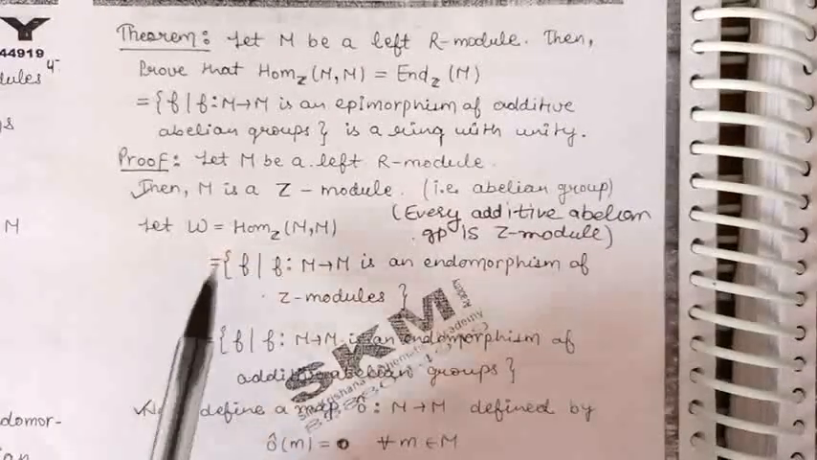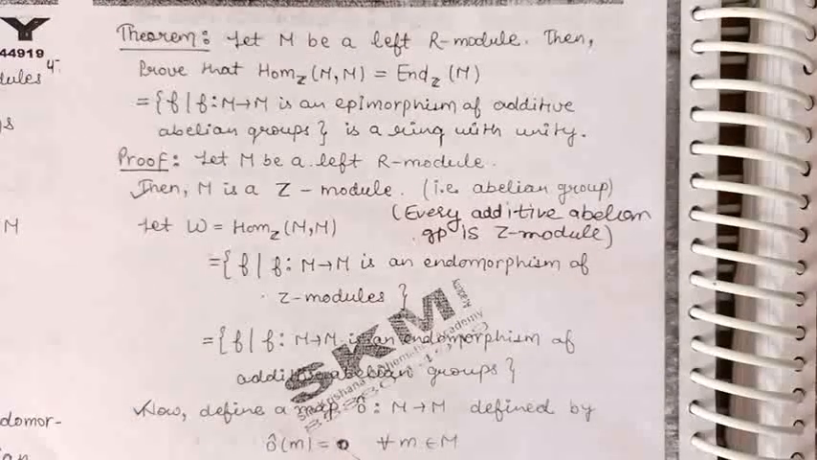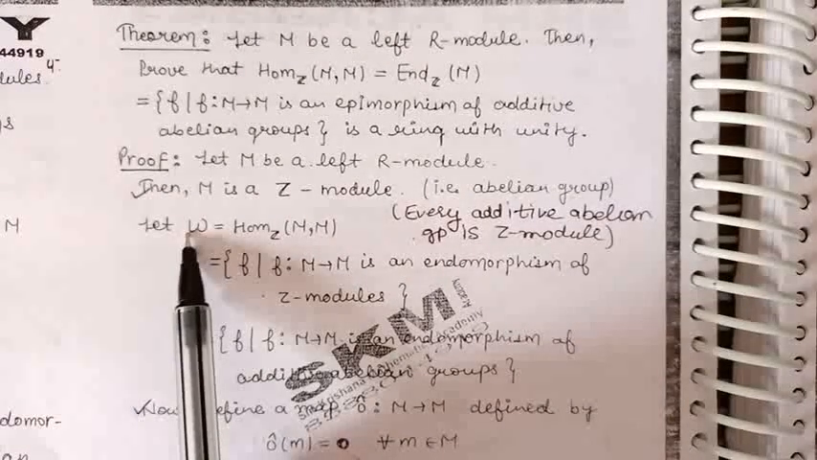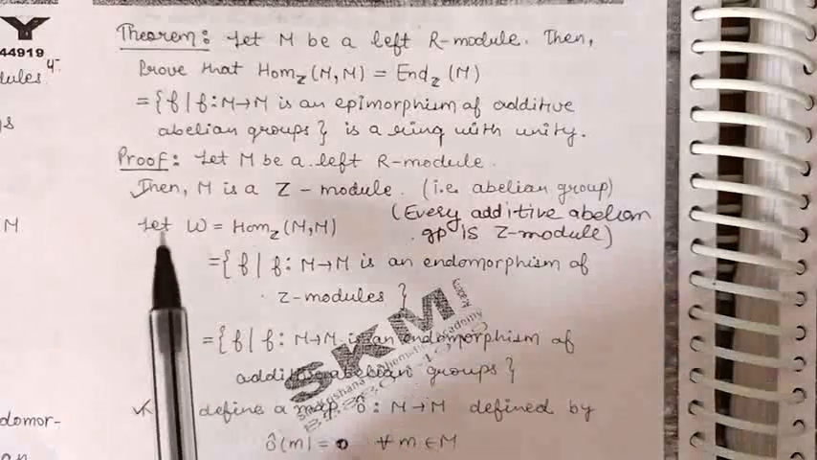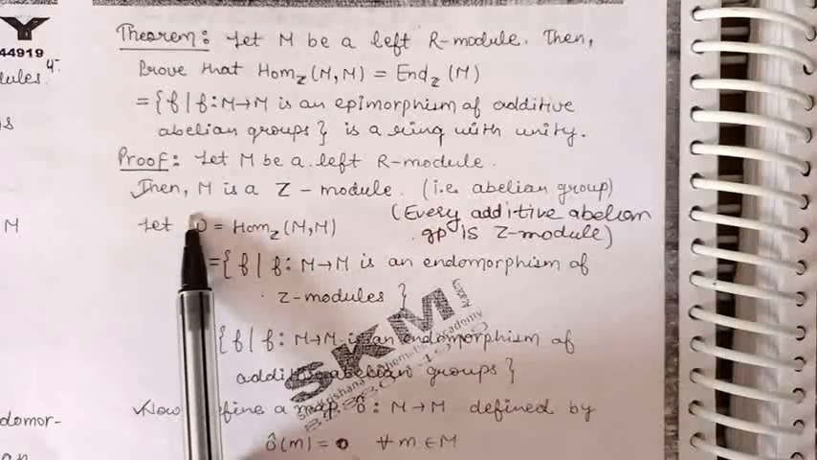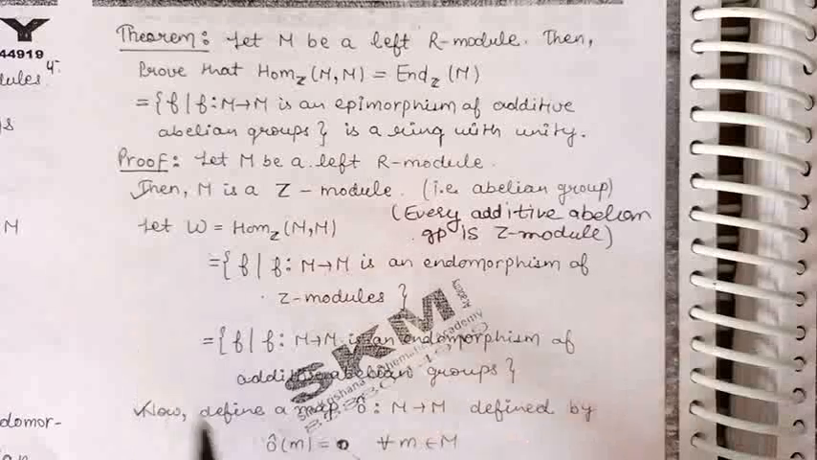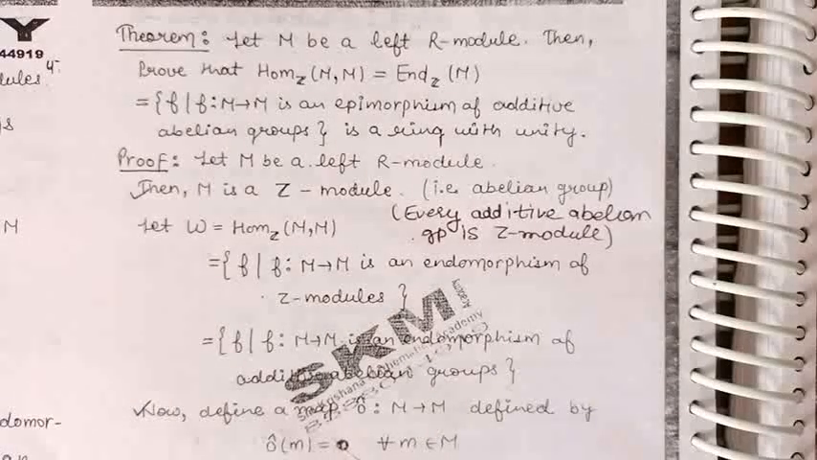So first of all, we show that W is non-empty. This W is the set of all the endomorphisms of the Z module M, and a module is an additive abelian group. So we can say that W is the set of all the endomorphisms of additive abelian groups. Now to show that W is non-empty, we will show that the zero homomorphism of module M belongs to W.